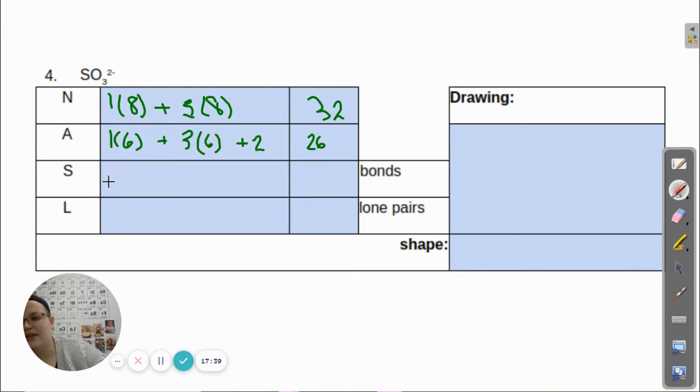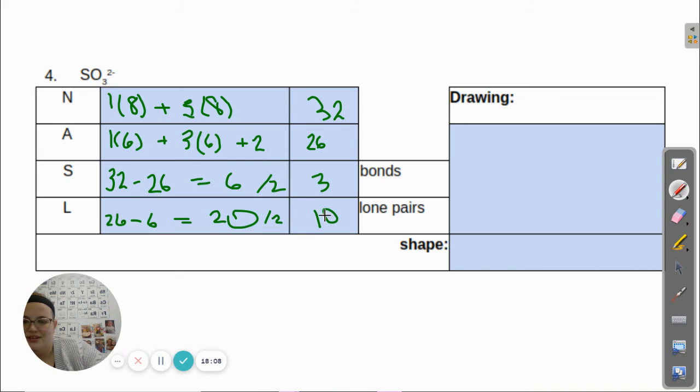So S is N minus A, which is 6. I'm going to divide by 2. I get 3 bonds. And then I'm going to do A minus S, so 26 minus 6 is 20. Whoa! Divide by 2 is 10 lone pairs. That 0 is very aggressive. My bad. Or 0 was very aggressive.